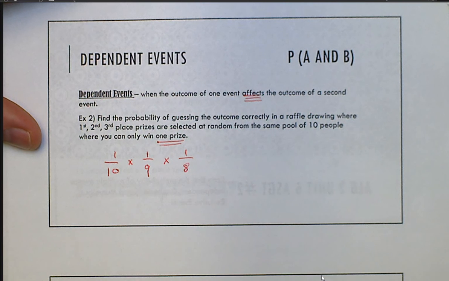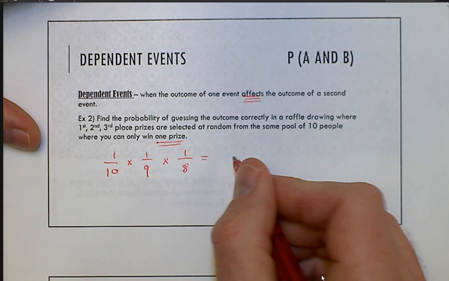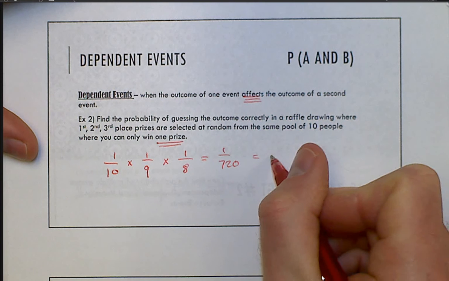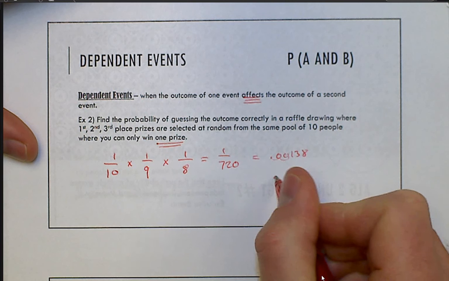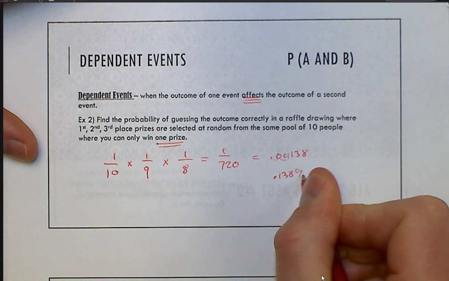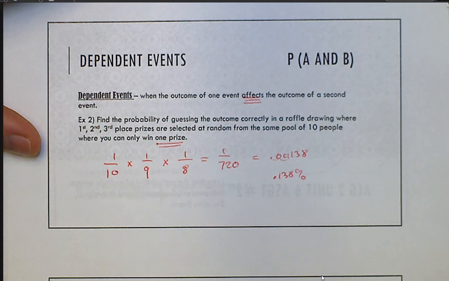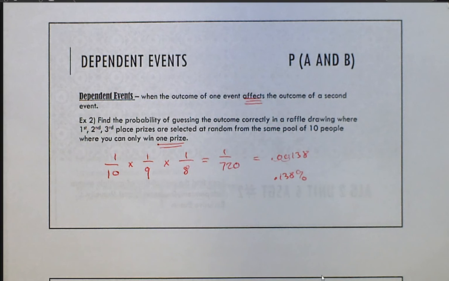Okay. Now we're still multiplying these fractions together. I'll save you the drama. It's 1 out of 720. As a decimal, that is 0.00138. So if you move the decimal place over twice, 0.138% chance of someone picking those 3 people at random, Tom, Judy, and Sally. There's a 0.138% chance that they picked that correctly. That's the probability of guessing the outcome correctly. So very slim, to say the least, but that's dependent.